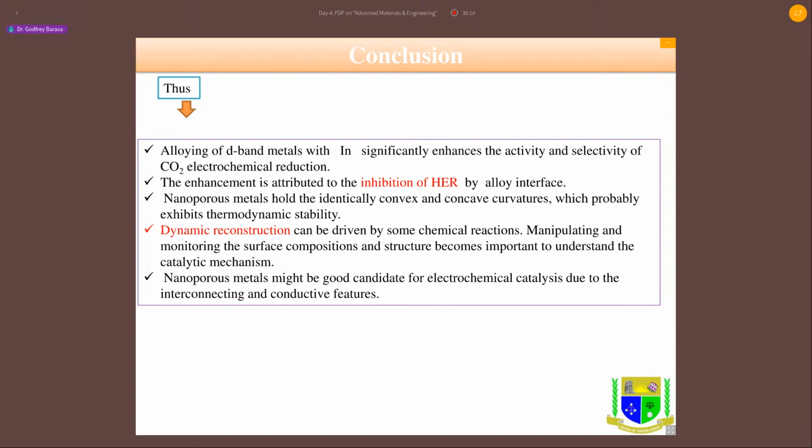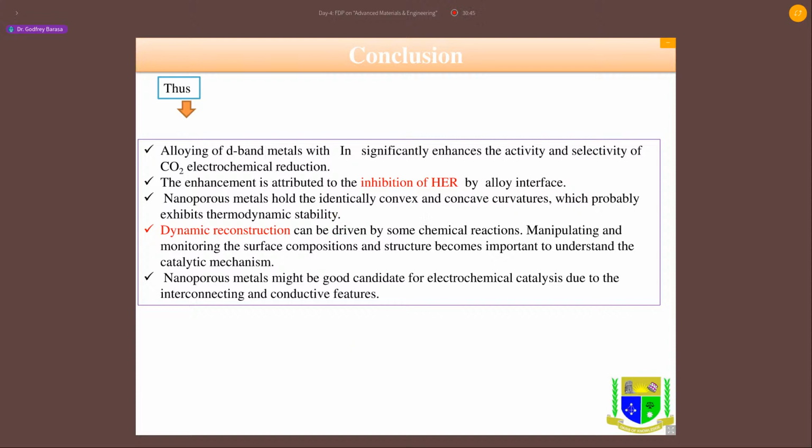Now, we talk about the conclusion. That is the alloying. Alloying of p-block metals with indium significantly enhances CO2 electrochemical reduction. Then the enhancement can be attributed to the inhibition of hydrogen evolution reaction by alloying surfaces. Then these nanoporous metals hold identical convex and concave curvatures, which probably enhance the thermodynamic stability.